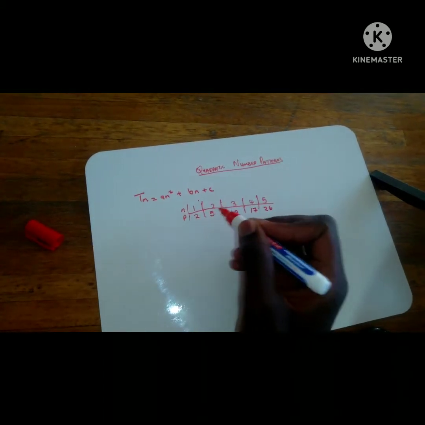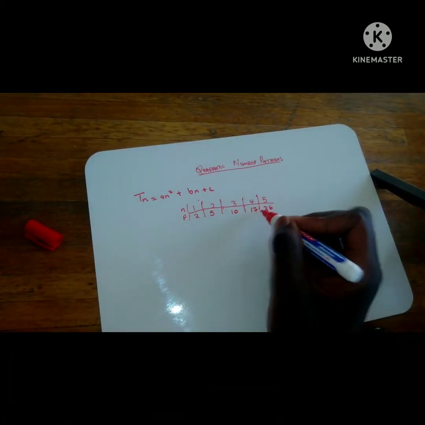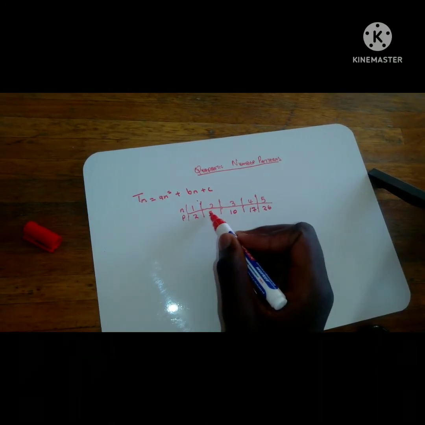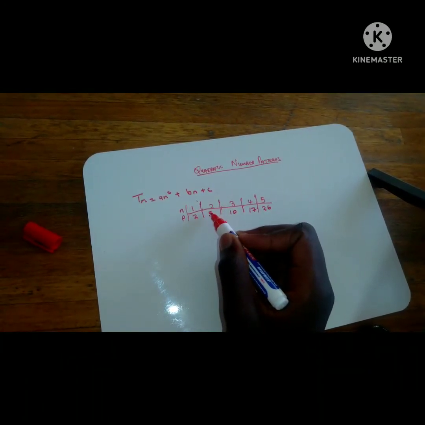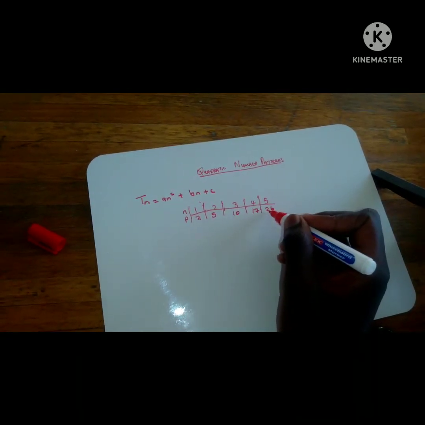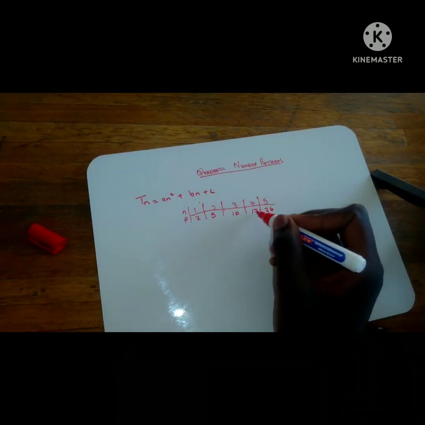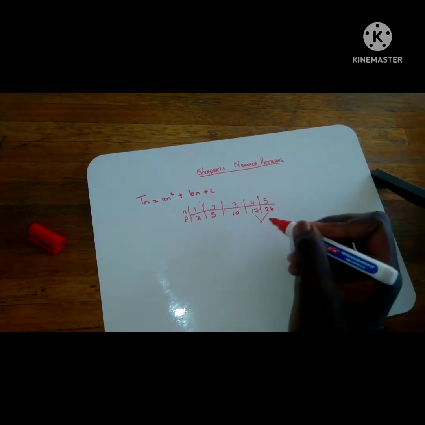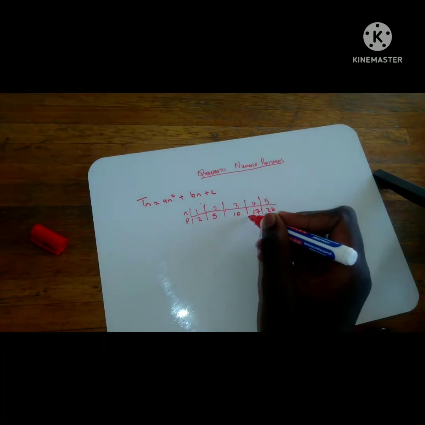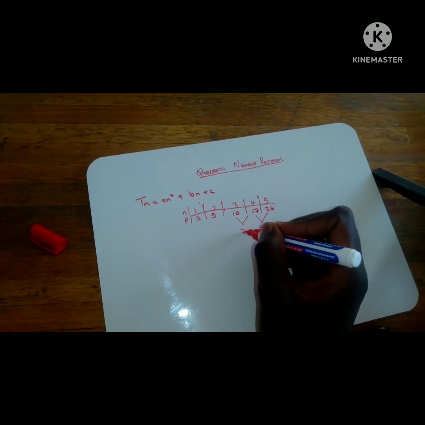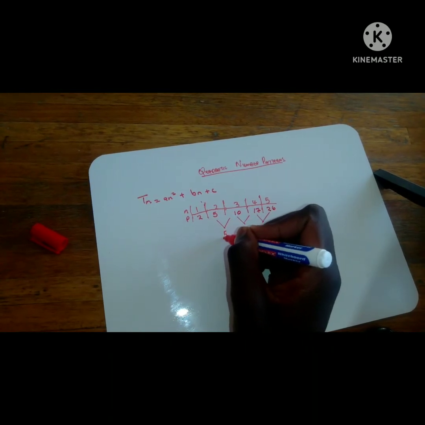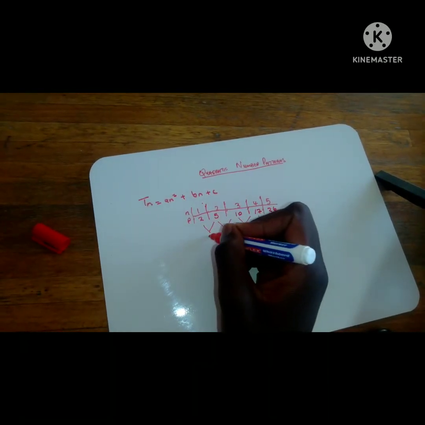To check the difference, we first look at how much we need to add to get to this number, or how much we need to subtract to get back to this number. So we do that by subtracting this term from this term. 26 minus 17, we get 9. 17 minus 10, we get 7. 10 minus 5, we get 5. And then 5 minus 2, we get 3.